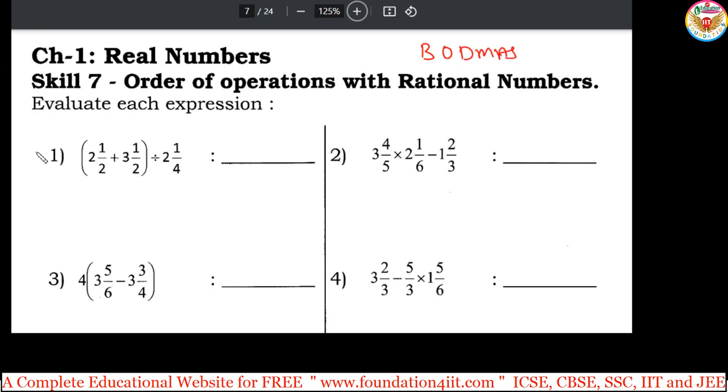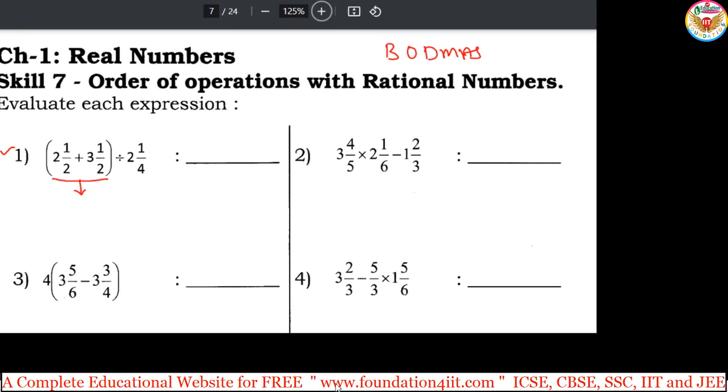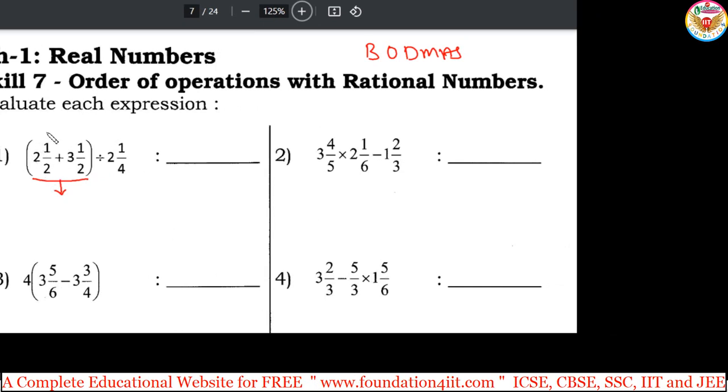Okay, for example, one sum: 2 1 by 2 plus 3 1 by 2, divided by 2 1 by 4. First we need to simplify this value. So I'm doing the right side 2 1 by 2: 2 twos are 4, plus 1, 5 by 2. Plus 3 1 by 2: 2 threes are 6, plus 1, 7 by 2. Already we have the same denominator, 5 plus 7, that is 12 divided by 2. Finally we got 6. Okay, this answer is 6 now.